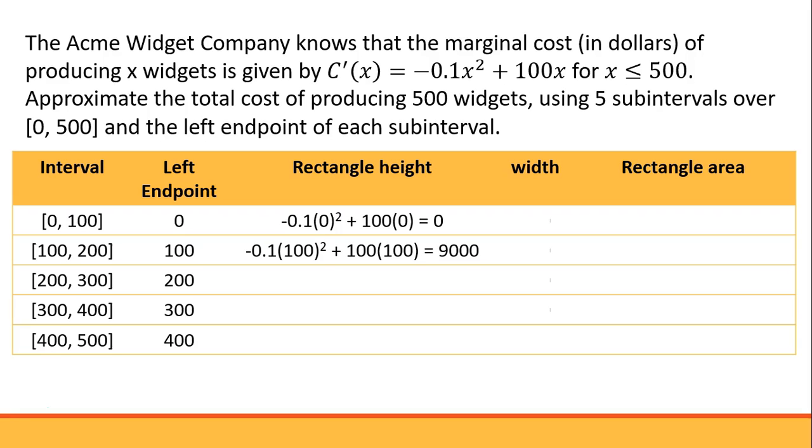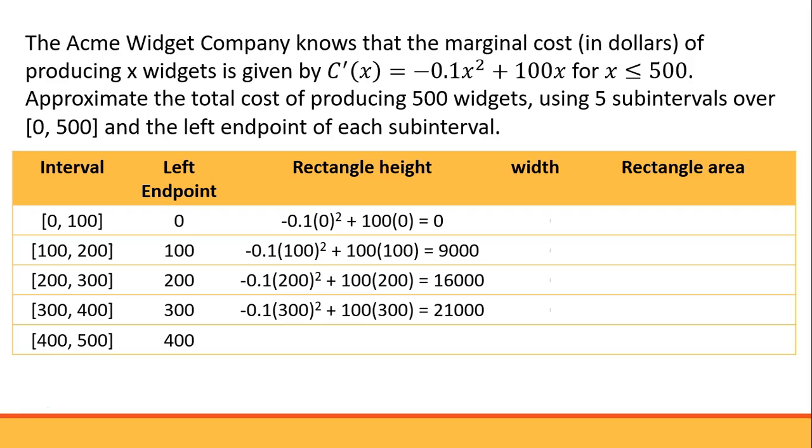The second interval has a left endpoint at 100. So its height is C prime of 100, which is 9,000. The third interval has a left endpoint of 200. So its height is C prime of 200, which is 16,000. The fourth interval has a left endpoint of 300. So its height is C prime of 300, which is 21,000. And the last interval has a left endpoint of 400. So it has a height of C prime of 400, which is 24,000.